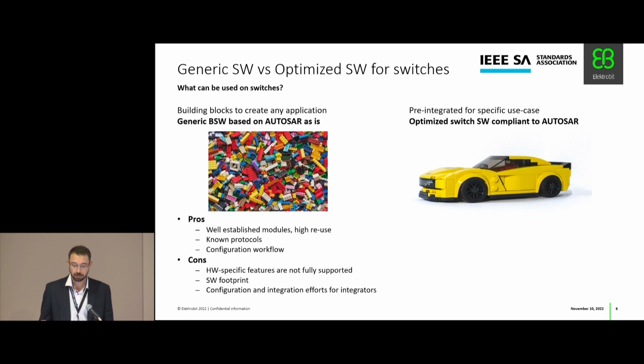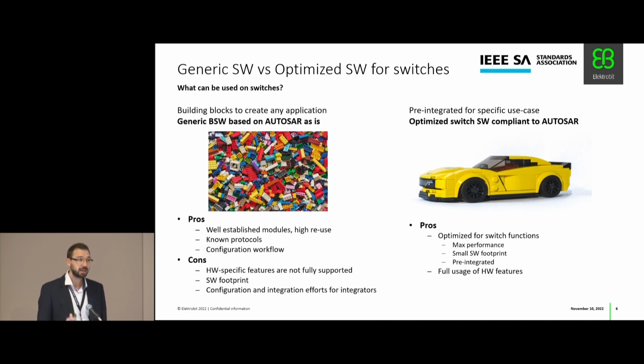We use it. Coming back to the switches, with optimized software we can get the maximum performance because the software is optimized for a certain hardware feature, for certain use cases. It has a small software footprint. It is pre-integrated. Disadvantage, of course, it's not that easy to build this software because a very strong collaboration and partnership between the software providers and the switch vendors is a must-have.